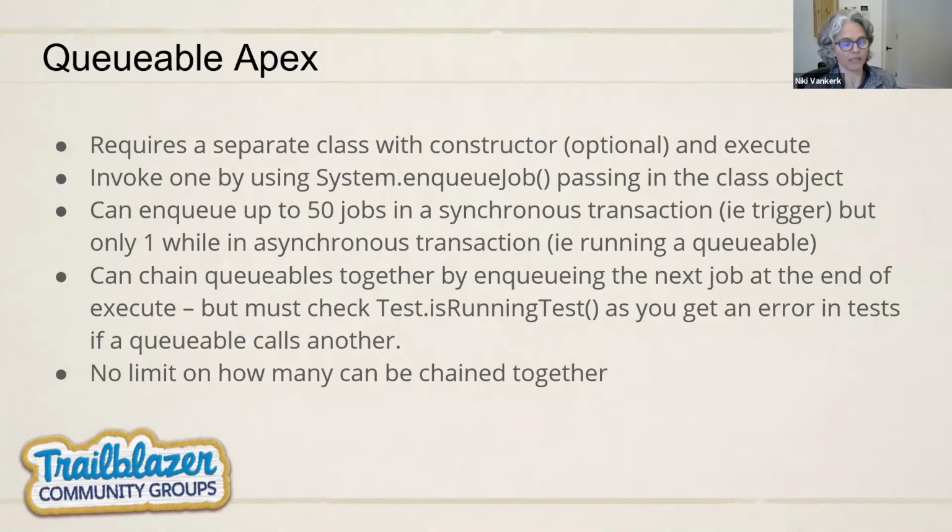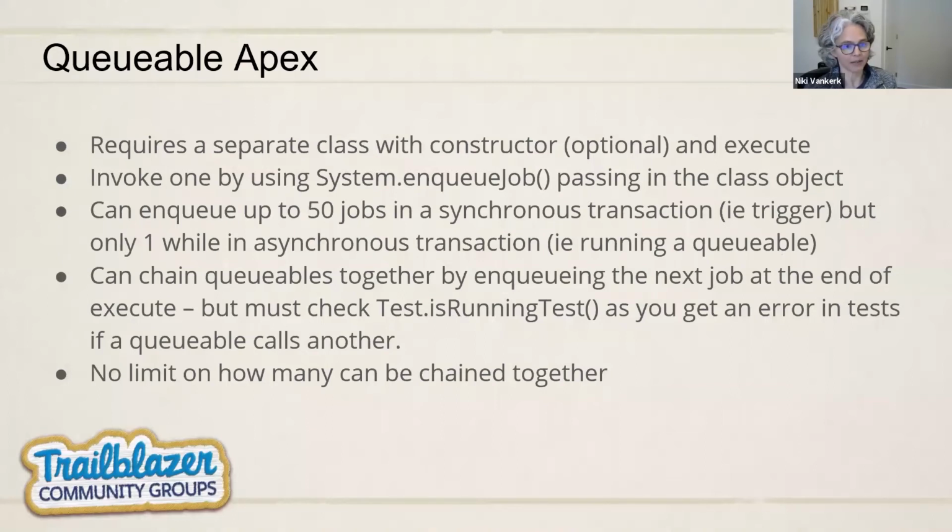Same idea, you can only enqueue up to 50 in your synchronous transaction. So again, you don't want to put this in a loop just because it's queueable doesn't mean you can loop it. And only one queueable can be enqueued when you're in a queueable. And same idea, there's System.isQueueable, so you know whether you're in the queueable context. You can use that in your code.